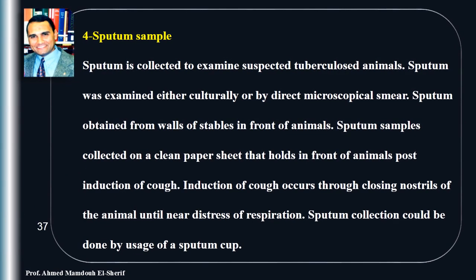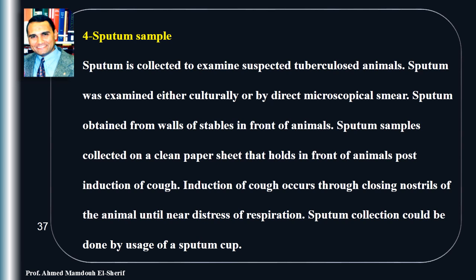Sputum sample. Sputum is collected to examine suspected tuberculous animals. Sputum is examined either culturally or by direct microscopical smear. Sputum is obtained from walls of stables in front of animals. Sputum samples are collected on a clean paper sheet held in front of animals post-induction of cough.